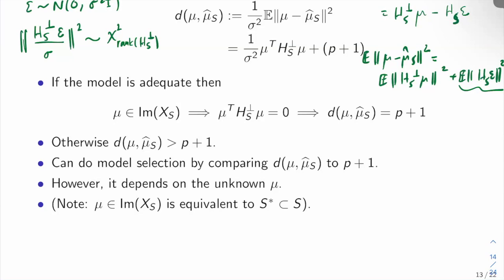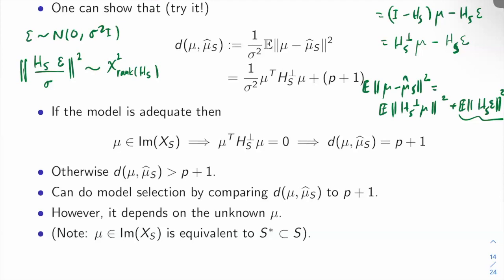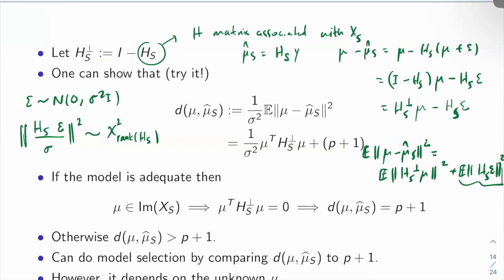So what is the rank of HS perp? Oh, sorry, not perp, because we don't have a perp here. We just have HS here. So what is the rank of HS? HS is just the projection matrix associated with XS, and S has size p plus 1, so this is going to be p plus 1. Okay, and then the expectation of chi squared with p plus 1 degrees of freedom is p plus 1. So that's where p plus 1 comes from.